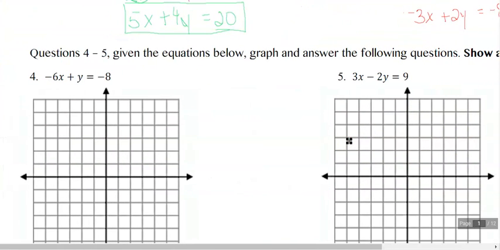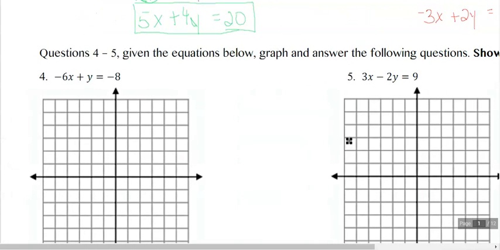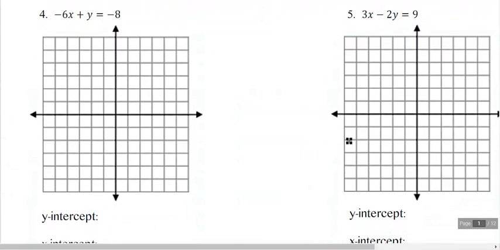It says, given the equations below, graph and answer the following questions, show all work. Okay, number 4. It's in standard form. So I think what I will do first is change it to slope-intercept form because it's a lot easier to look at and find the different parts. I'm just going to add 6x to both sides. That's slope-intercept form. So that means my y-intercept is at -8.